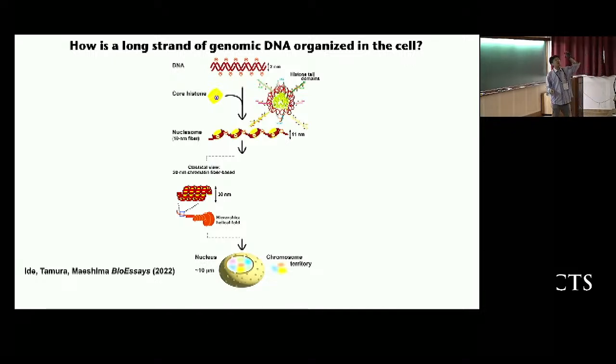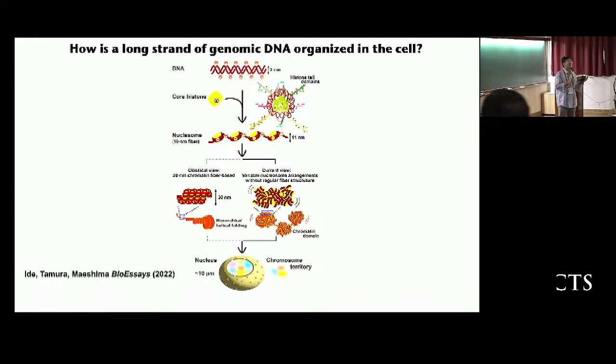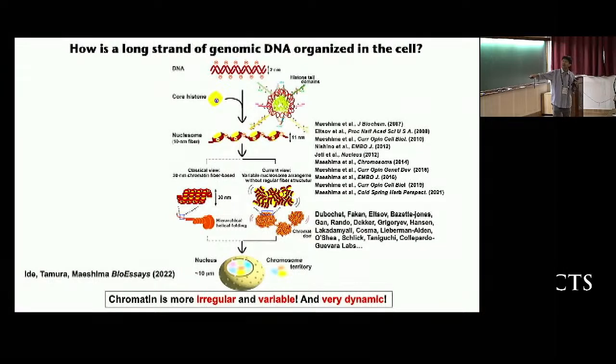For a long time, the nucleosome had been assumed to be folded into a very regular 30-nanometer chromatin fiber, zigzag or solenoid or whatever, and further helical folding. However, in the past 15 years, quite many pieces of evidence, including our cryo study and X-ray scattering analysis, have demonstrated that chromatin is a more irregular and variable structure and should be very dynamic. More and more evidence to support this concept is available from many labs. So chromatin is irregular, variable, and dynamic.